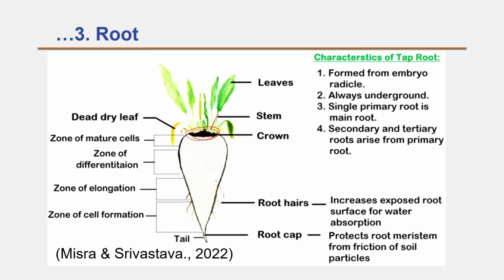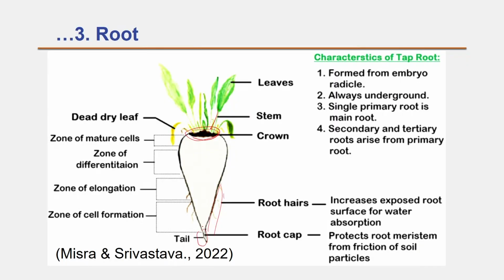Root hairs are on the lower side of the root, and these root hairs increase the exposed root surface for water absorption. We understand the role of root hair. They are important for uptake of water and nutrients. And then there is one root cap at the last end of the root. It protects the root meristem from friction of soil particles. And this is also called the tail part.